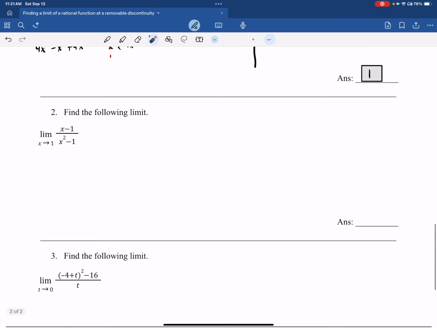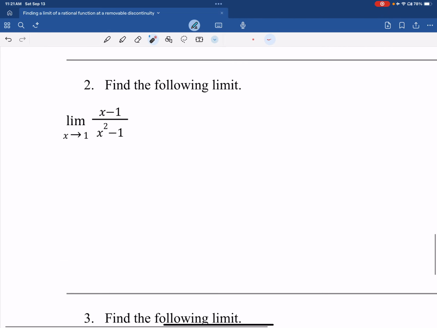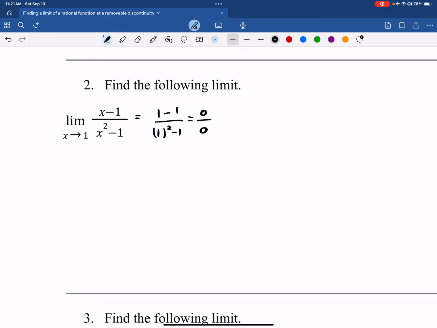Let's try that again. Problem number 2, find the following limit. The limit as x approaches 1 of x minus 1 over x squared minus 1. Notice if I try direct substitution, we're evaluating this at 1, so in the numerator I would have 1 minus 1, and then in the denominator I'd have 1 squared minus 1. So in the numerator I have 0, in the denominator I have 0. Again, that's indeterminate form.